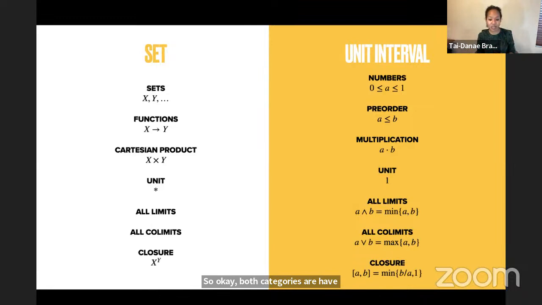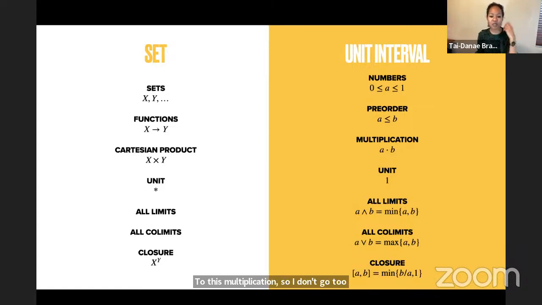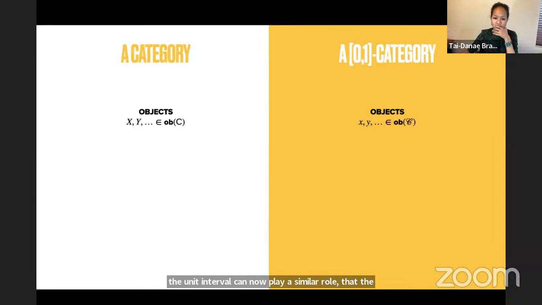And then, there's more. You have closure. So that kind of means you have this internal hom, or like Petra was saying earlier in this series, you have these exponential objects, which are kind of defined with respect to this multiplication. So I won't go too much into that, but I just want to kind of suggest in your mind that the unit interval can now play a similar role that the category of sets did. So how does this play out?